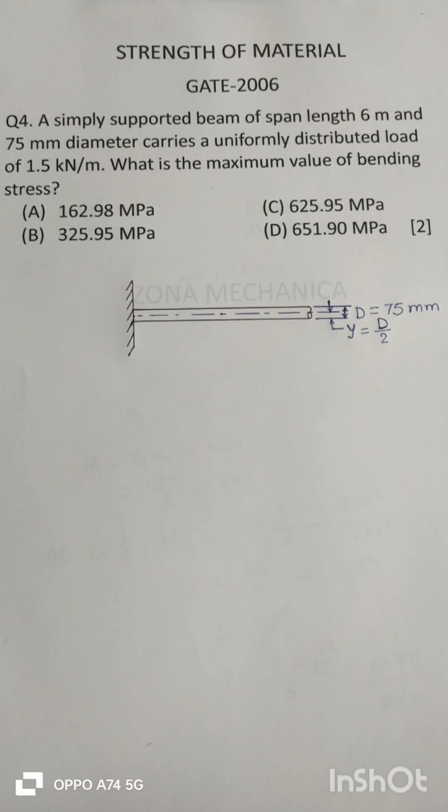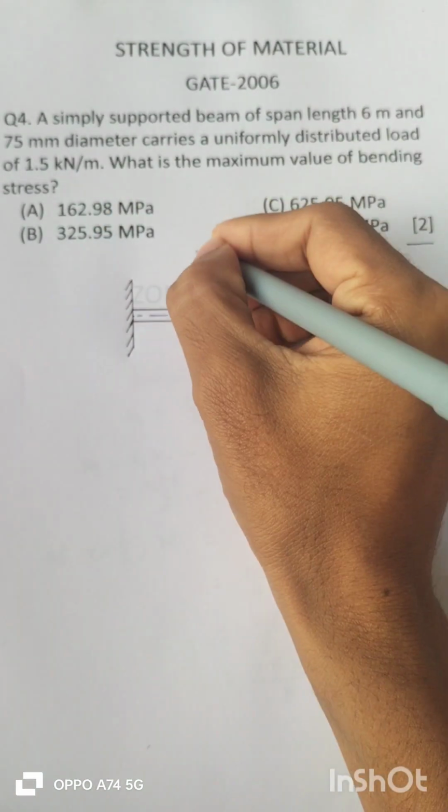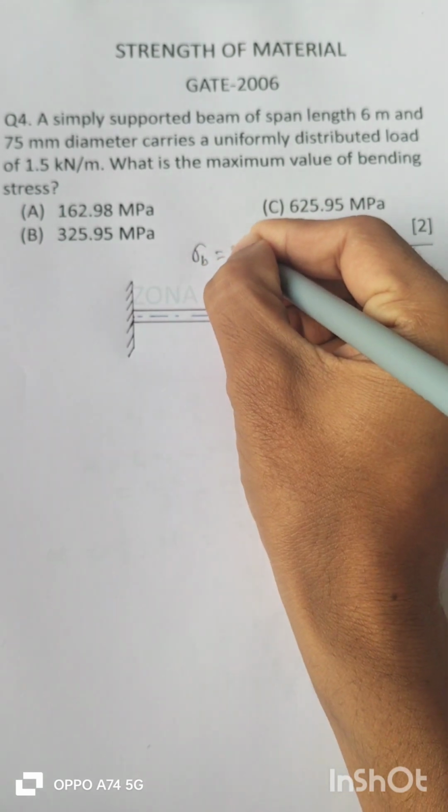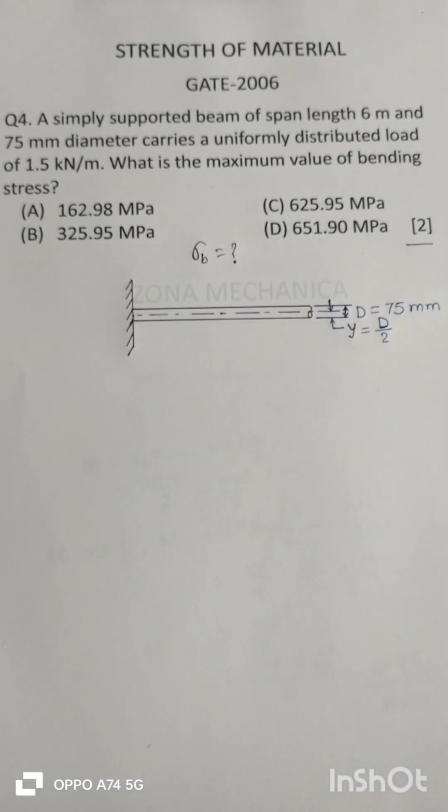There is an MCQ on bending stress. The figure at the margin indicates the weightage of the question, that is 2 marks. A simply supported beam of span 6 meter and 75 mm diameter carries a uniformly distributed load of 1.5 kilonewton. What is the maximum value of bending stress? That is sigma B. What is the maximum value of bending stress?